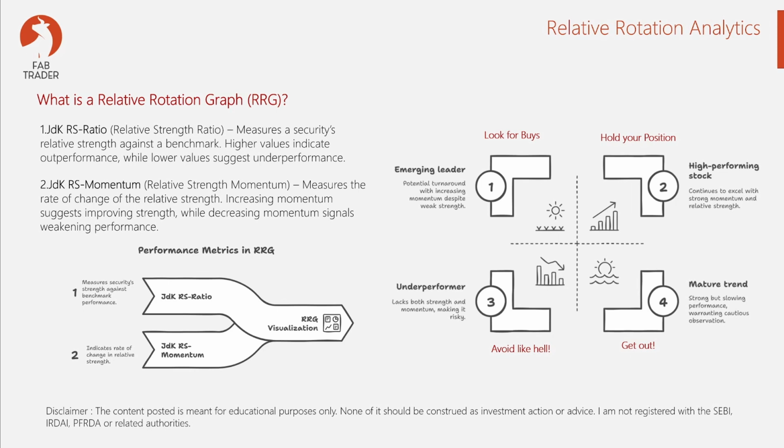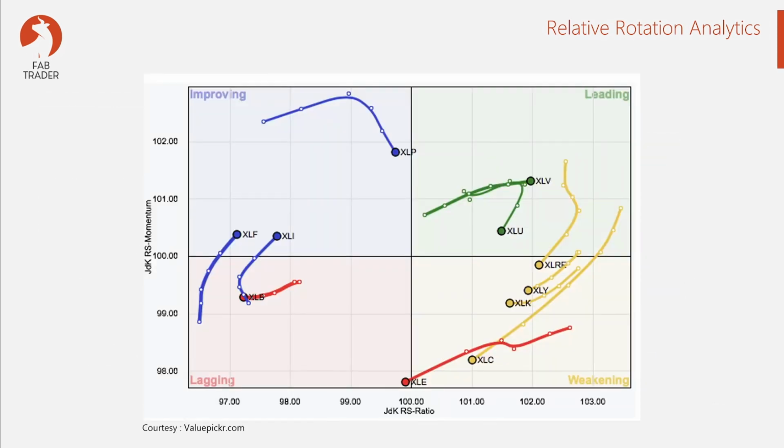Now let's take an actual example of how an RRG looks. This is how a typical RRG looks. The same four quadrants. We have the improving quadrant, at which point in time you look for buys, and then the leading quadrant where you look to hold, and then the weakening quadrant. As soon as it enters here, you look to sell and get out, and then the lagging quadrant you try to avoid like hell, right?